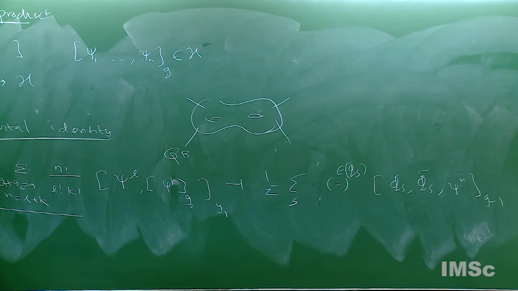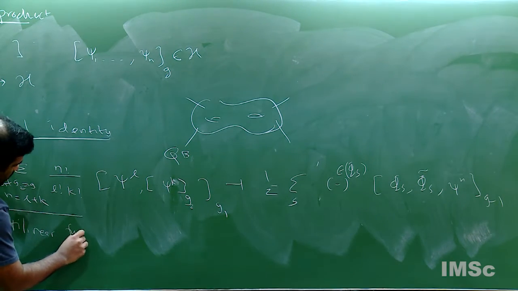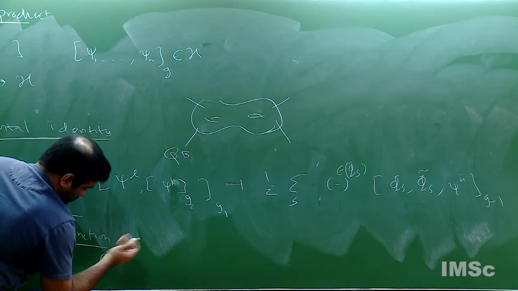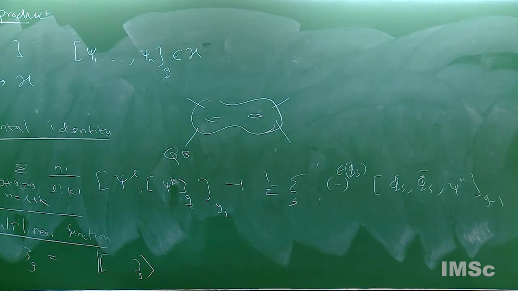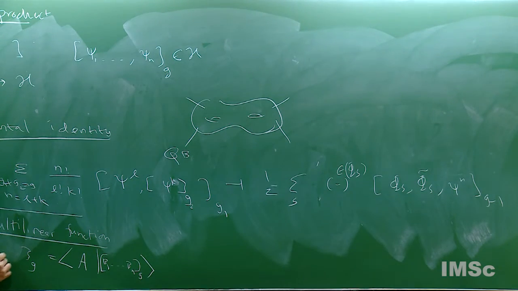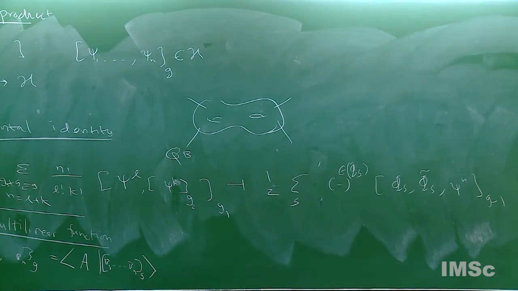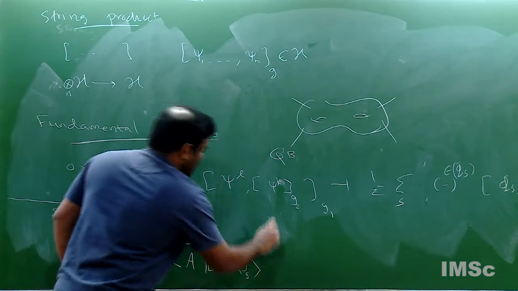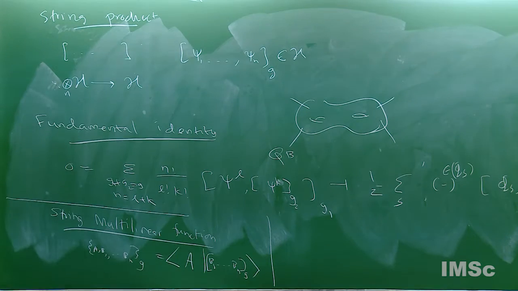And then we defined a string multilinear function which can be obtained from a string product. So you take the string product, which is a state associated with the genus G Riemann surface with some number of insertions, and then take an inner product with another state A, then that produces a number, a complex number, which can be thought of as a correlation function that you compute on a genus G Riemann surface with world sheet CFT. Now again, this identity, the fundamental identity, will induce a similar identity for multilinear functions, and you get similar relation with the square bracket replaced with this bracket. And then we said that if you can construct such string product and string multilinear function, then one can define a string field theory action.